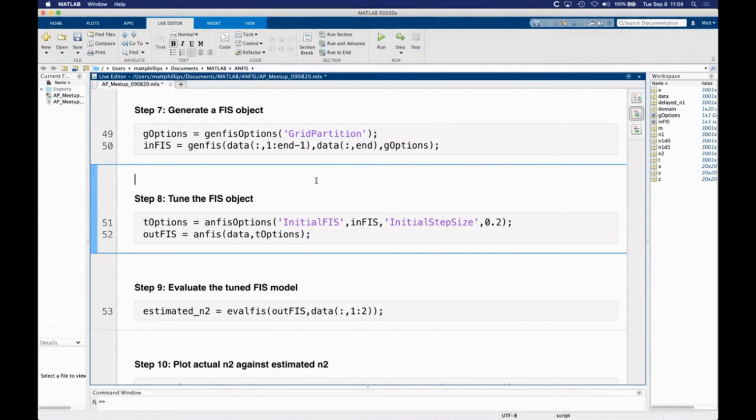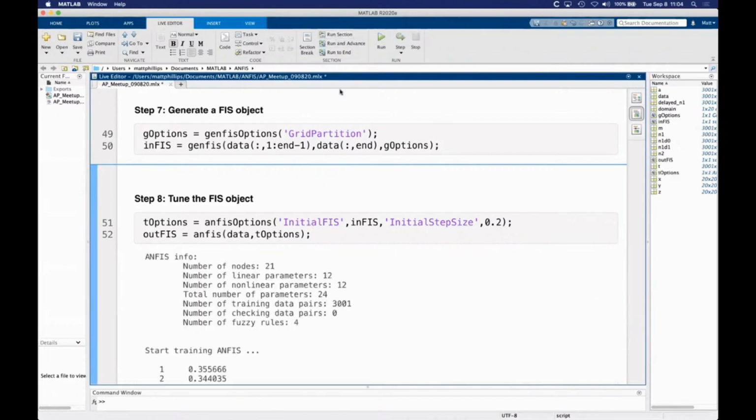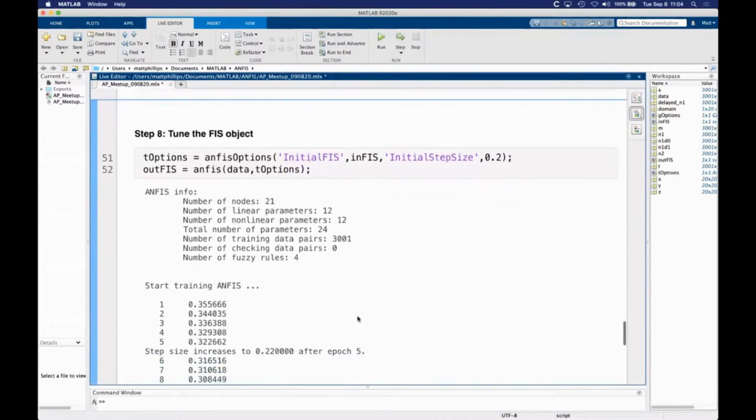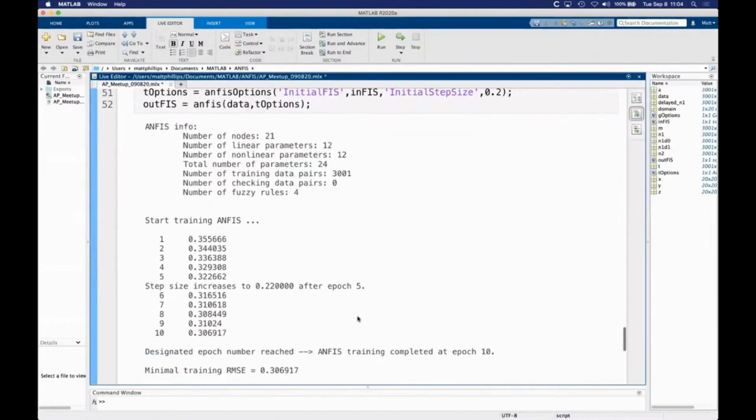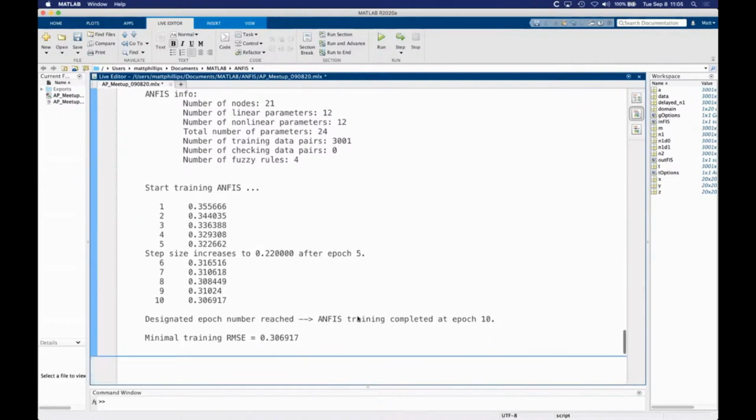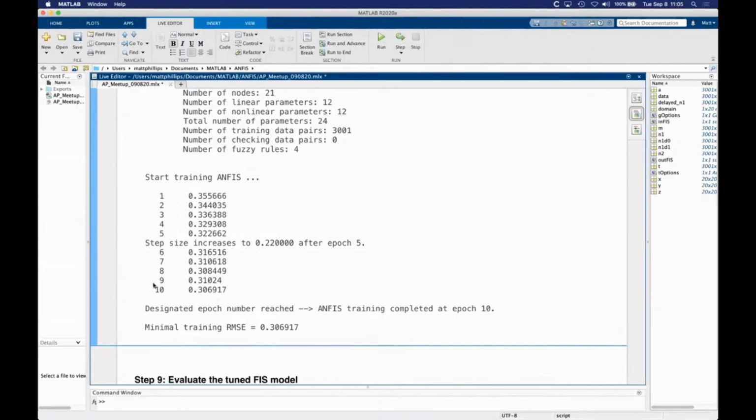Now what we're going to do is tune the inference system object using the data options that we've just defined. So I'll run this section. You see now we have some data coming back from MATLAB, specifying the number of nodes, number of linear parameters, nonlinear parameters, fuzzy rules. Don't worry too much about that. What we're doing here again is to get a visual representation of what it's doing. And you see it's reached an acceptable degree of training on the 10th step.